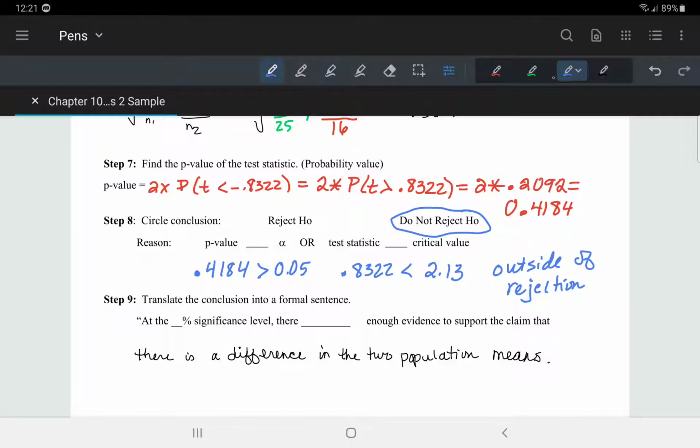And with that, then we can make the formal conclusion for the test. We can say at the 5% significance level, there is not sufficient evidence to support the claim that there is a difference in the two population means.